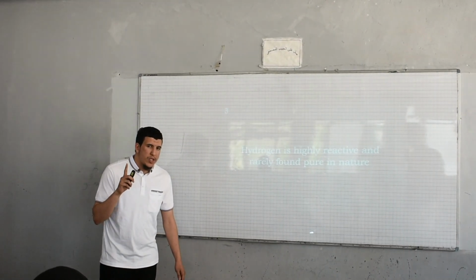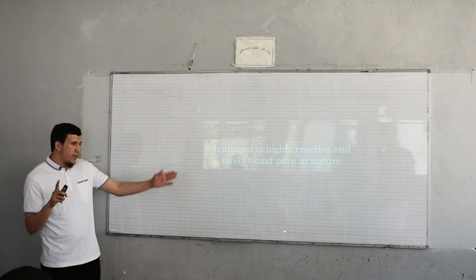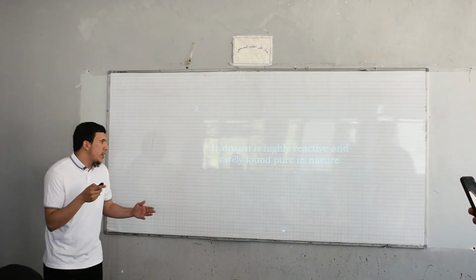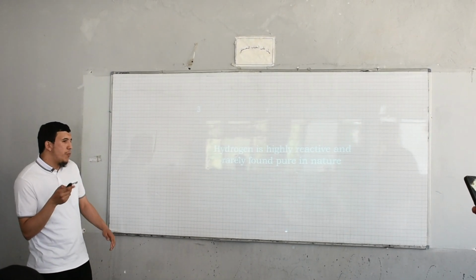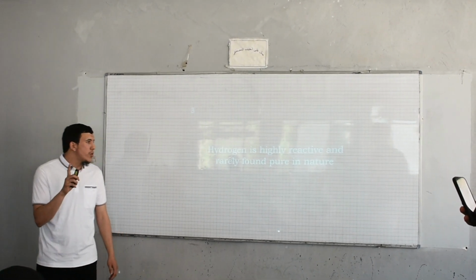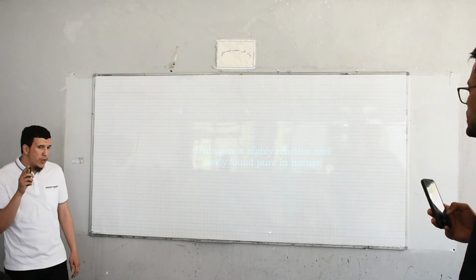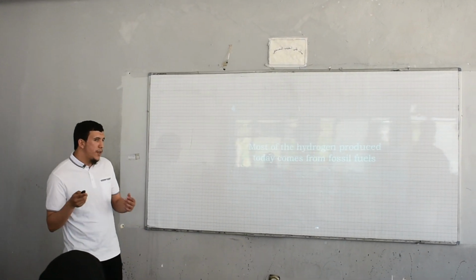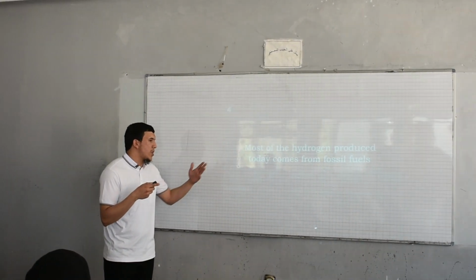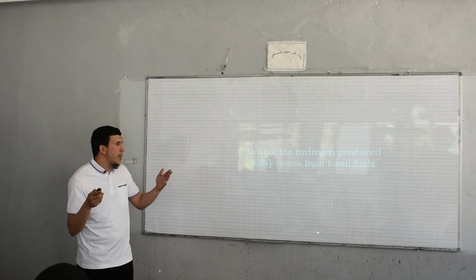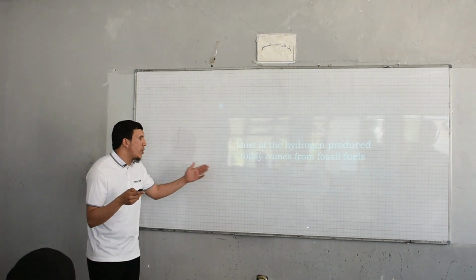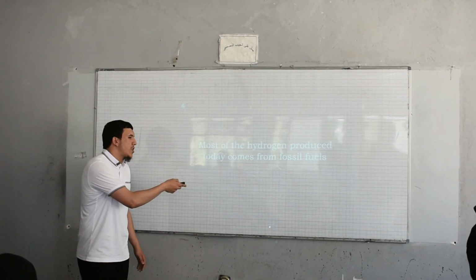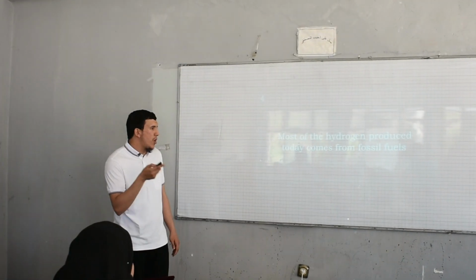So if you're going to choose a solution besides renewables, it's going to be hydrogen. Hydrogen has a very dense power. But hydrogen is never found pure in nature. It's highly reactive, and you never find hydrogen pure and alone in nature. Second, if we choose the hydrogen that is produced today by manufacturing, we're going to use hydrogen produced from fossil fuels, and these fossil fuels are causing so much severe harm to our planet Earth.